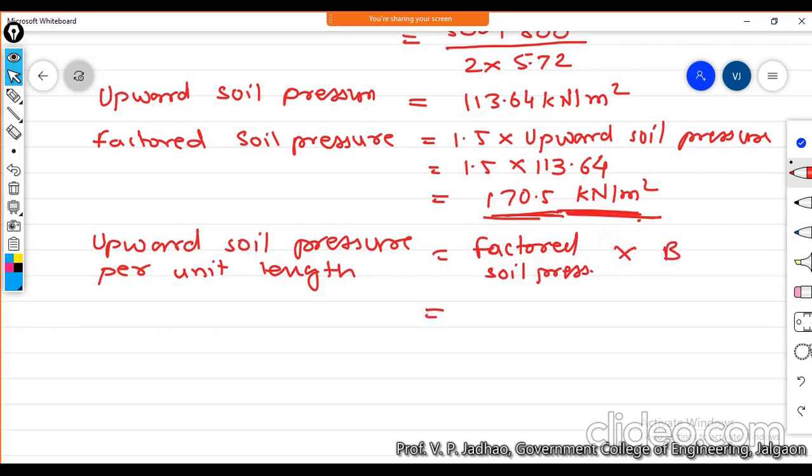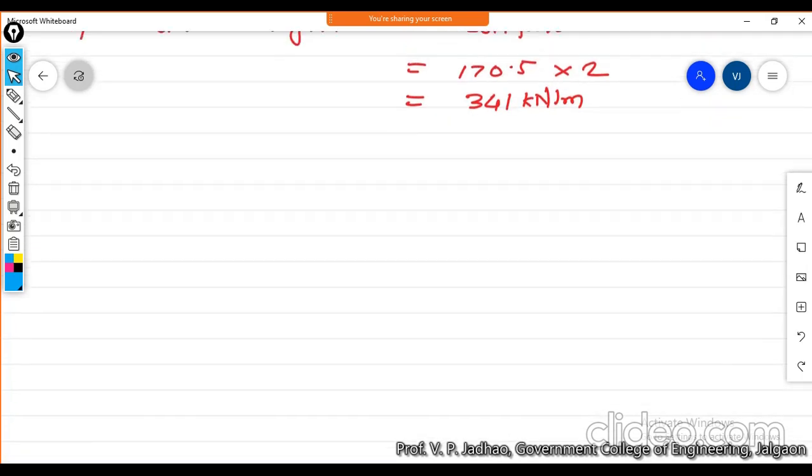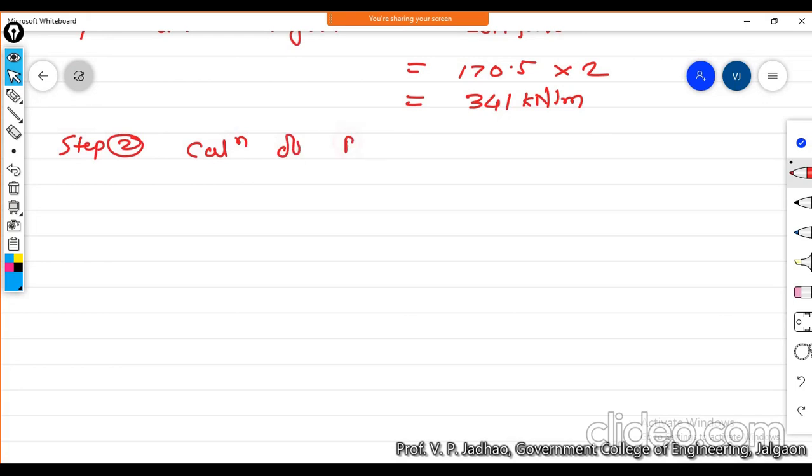So we have factored soil pressure as 170.5 kilonewton per meter square and the width of our footing is 2 meter. So we get the upward soil pressure per unit length equal to 341 kilonewton per meter. Next step is step number 2, which is calculation of bending moment and shear force.